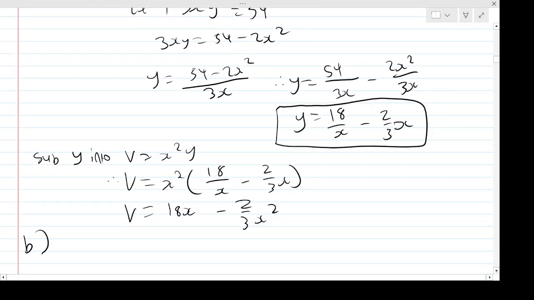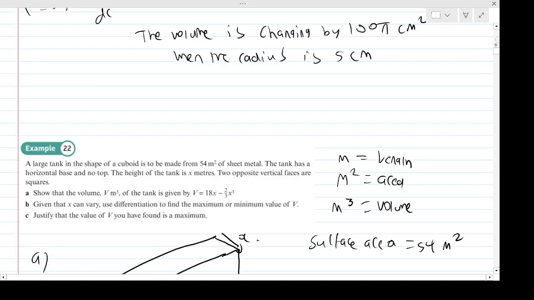Cool. Now, for part B, we're now told that given x can vary, we usually take that for granted, but all that means is, because x can vary, it basically makes it a function, right? Because if you think about a function, like a normal function graph, x always changes, right? In this case, x can change here, so we can differentiate. Anyway, so x can vary. We can now use differentiation to find the maximum or the minimum value of v.